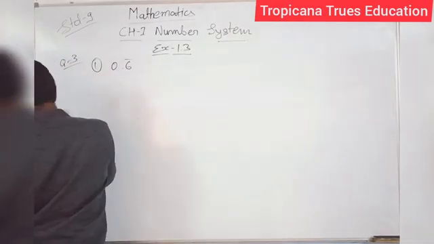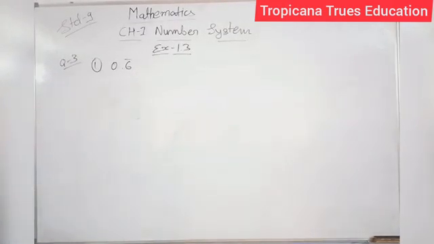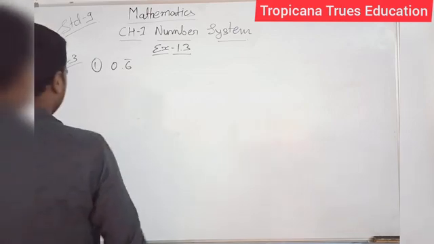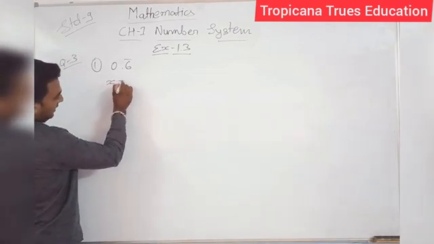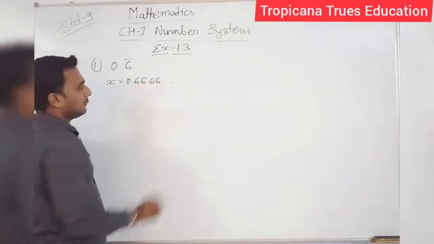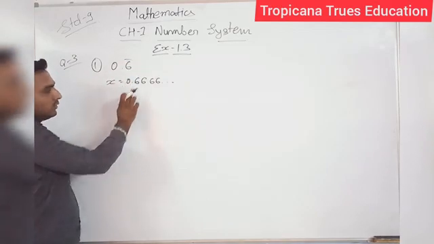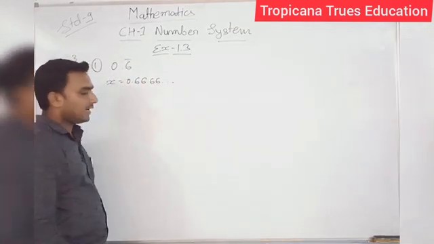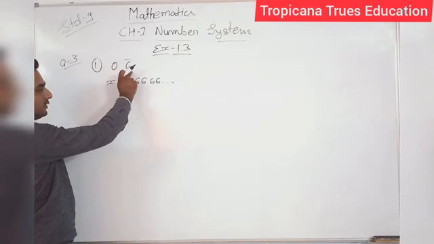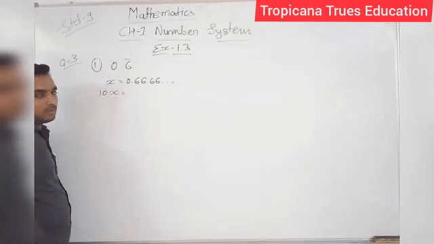0.6 bar. Okay, now you have to check it. For 0.6 bar, we write x is equal to 0.666..., in the repeated sequence. Why? Because 6 bar is given here. Only one number is repeated, so we write it this way. Since only one number is repeated, we have to multiply by 10. If two numbers are repeated, then multiply by 100.